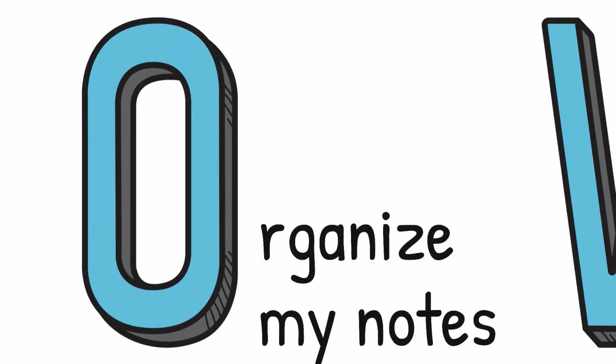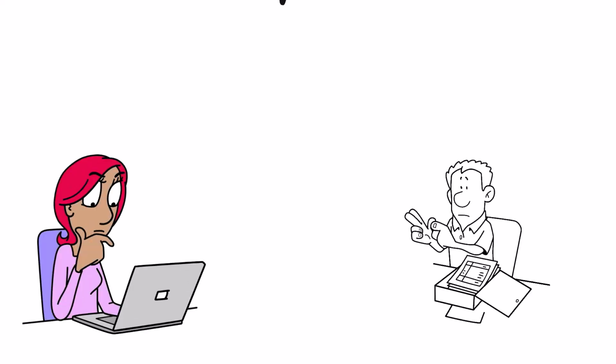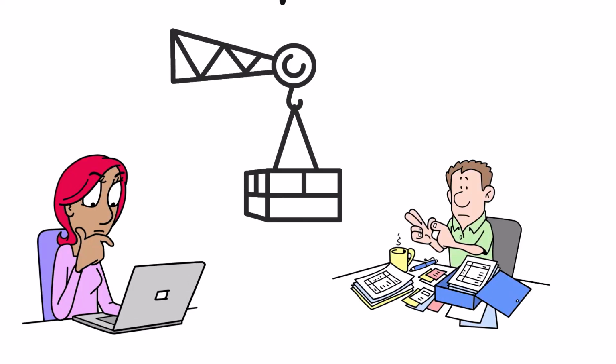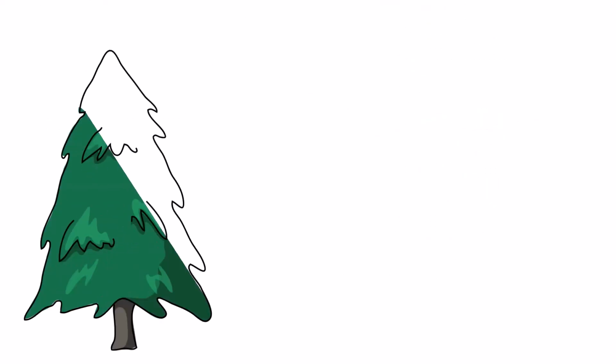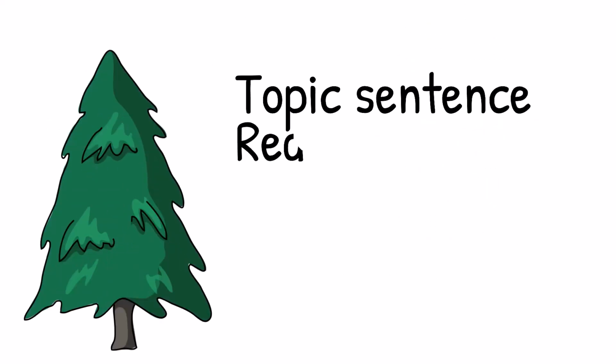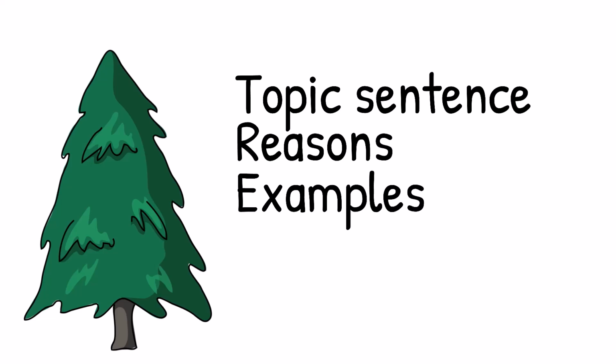Next is Organize My Notes. Students plan what they'll say and in what order. This step helps them structure their writing before they begin drafting. Example: for opinion writing, they might use the tree strategy. Topic sentence, reasons, examples, ending.